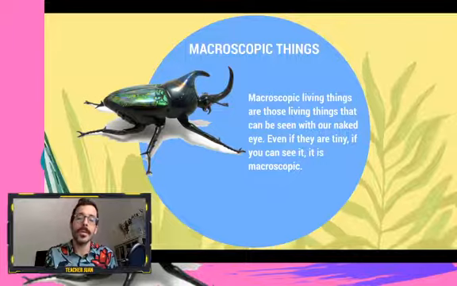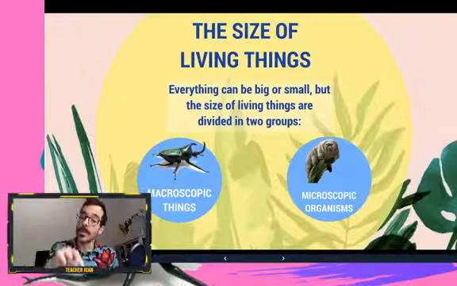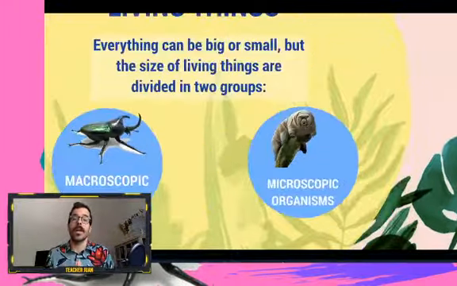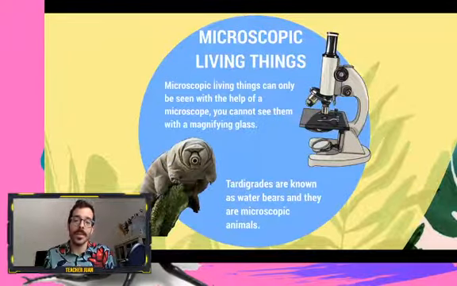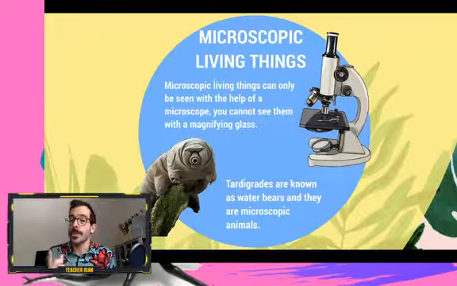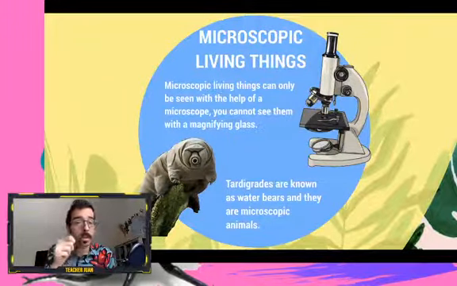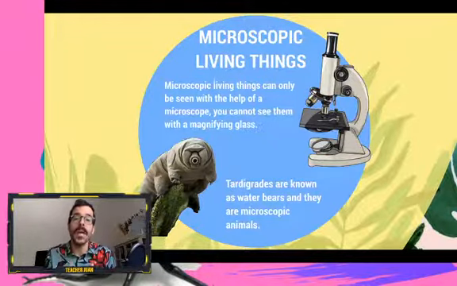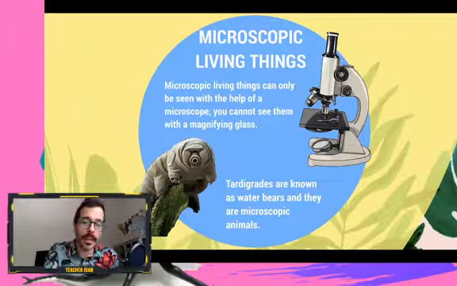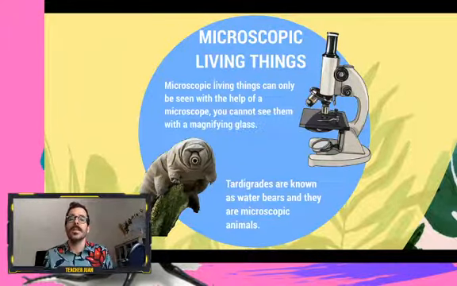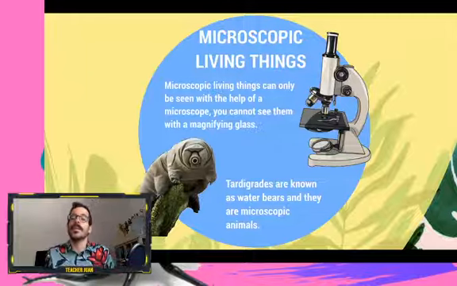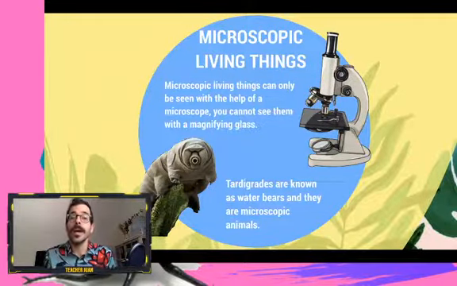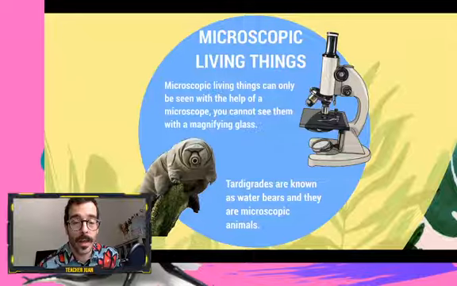Now, we're going to check these microscopic organisms. Microscopic living things can only be seen with the help of a microscope. You cannot see them with a magnifying glass, okay? So only with a microscope. I'm going to introduce you to this little animal, okay? There is a microscopic animal called tardigrade. They are known as water bears and they are microscopic.